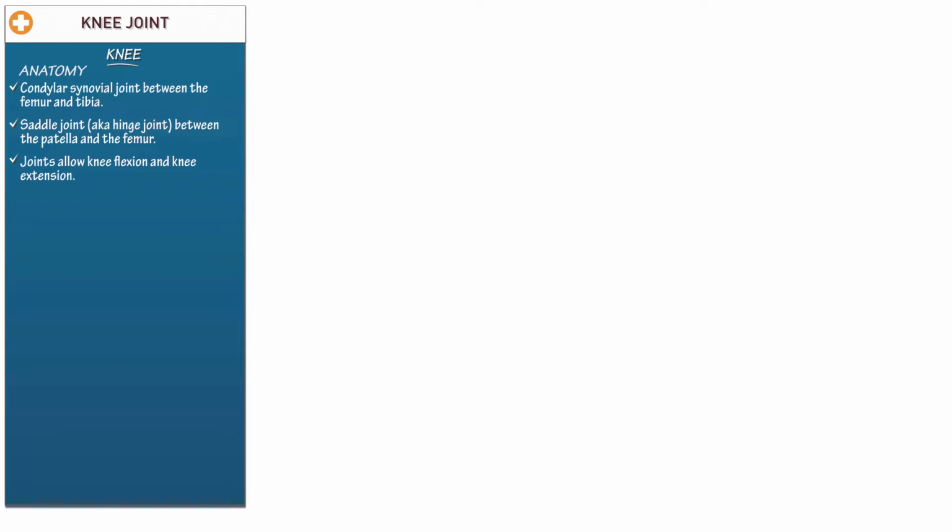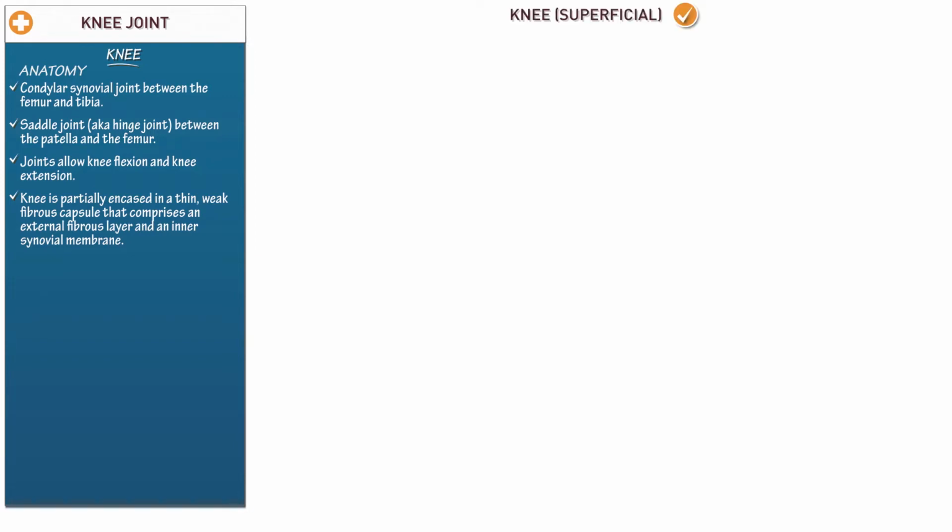Denote that as a synovial joint, the knee is partially encased in a thin, weak, fibrous capsule that comprises an external fibrous layer and an inner synovial membrane. We'll begin with the superficial structures of the anterior knee.